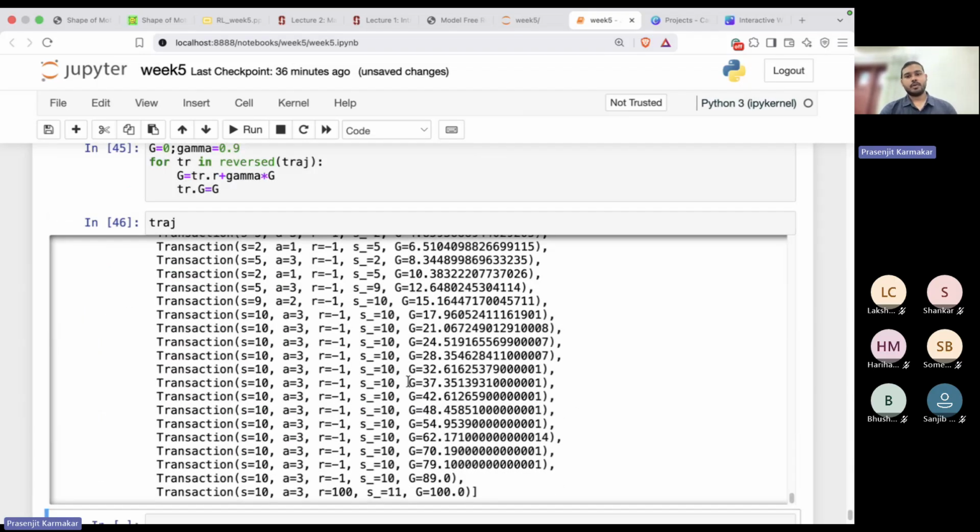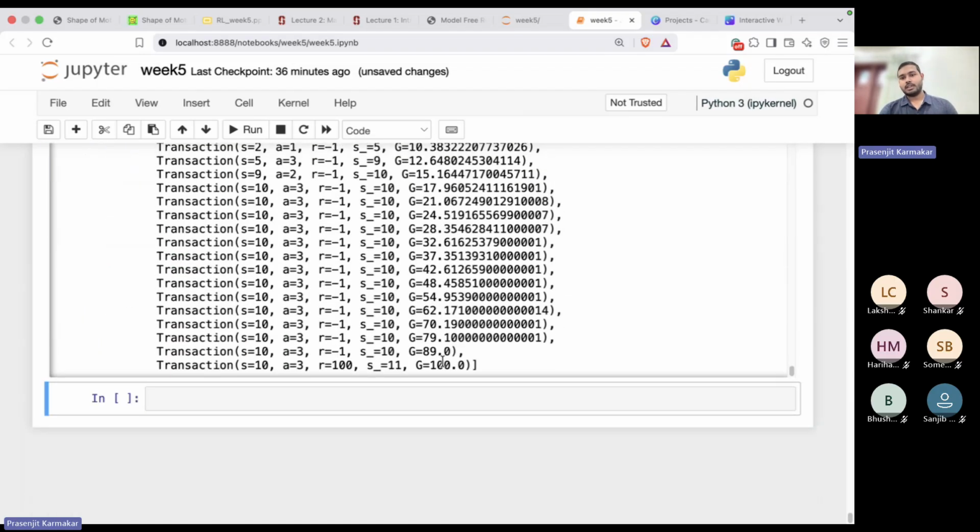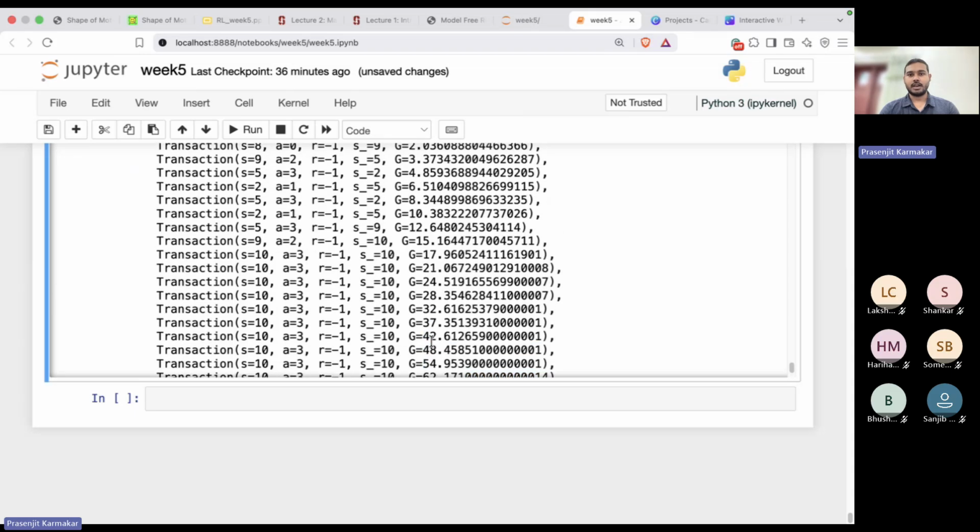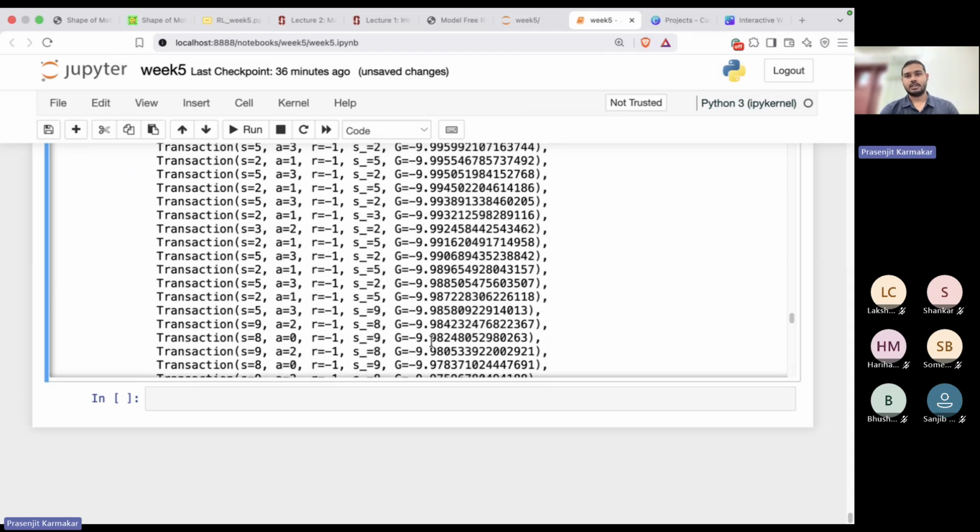Trajectory. Now you see we have computed all the returns. The last state reached the goal state, right? So it has a return of 100, which is the last reward. Then it has gamma times the previous reward, then gamma times the previous return plus the previous reward, and all those things go back to the first state.